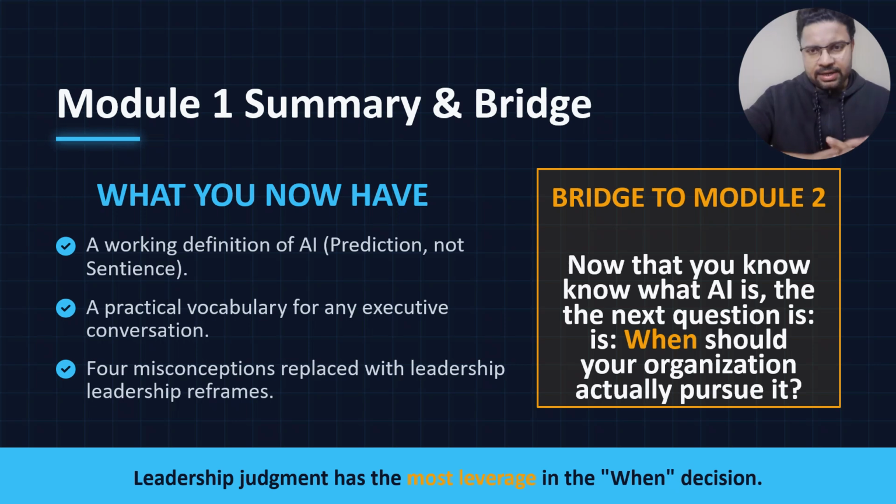So, we have covered a lot in the first module, giving you a solid foundation. You now have a working definition of AI as prediction, not as sentience, and a practical vocabulary for executive conversations. We also replaced four common misconceptions with leadership reframes, equipping you with a more nuanced perspective. Now that you understand what AI is, the critical next step is deciding when your organization should actually pursue it. Leadership judgment has the most leverage in that when decision, which we are going to explore further in module number two.